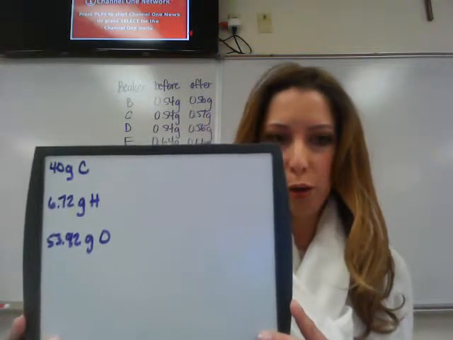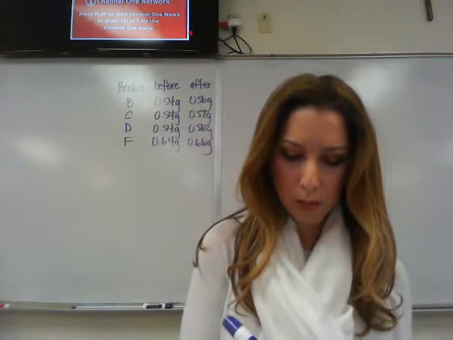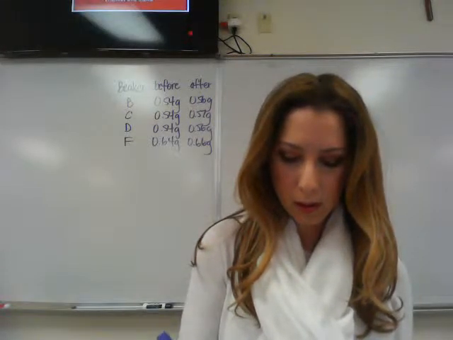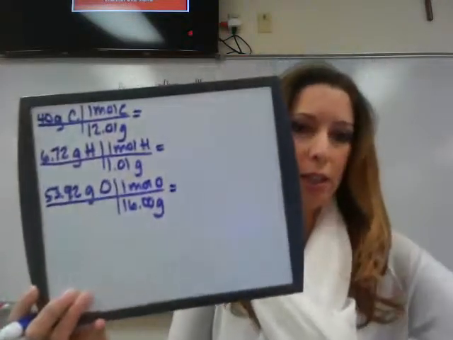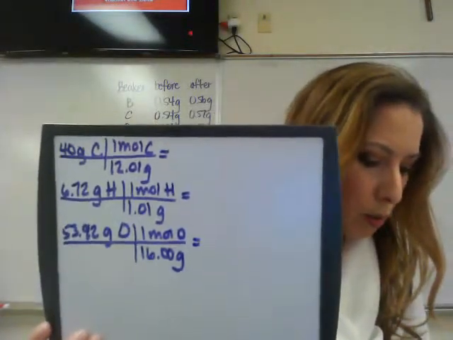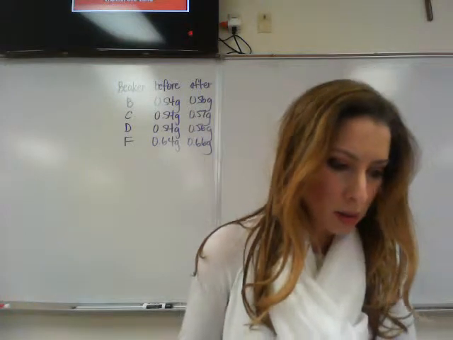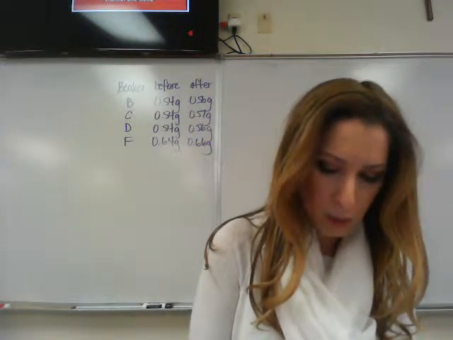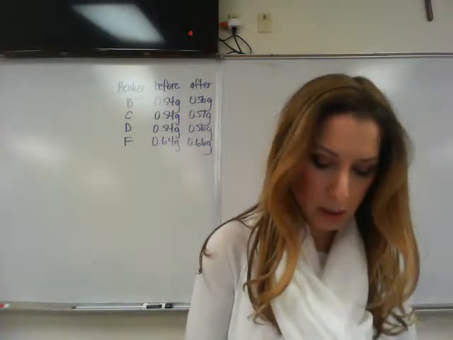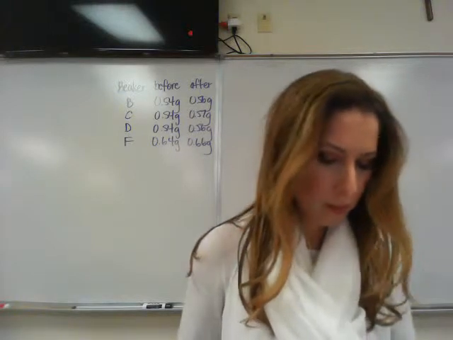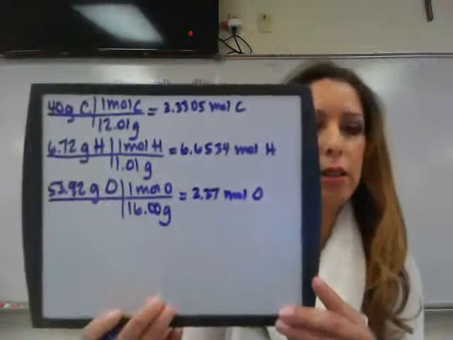All right, so we have to calculate the empirical formula first, which means you need to convert grams to moles. So I'm going to divide by the molar masses. So it looks like this. And when you get your moles, you want to write out maybe 5 places past the decimal. You don't want to round. Don't use sig figs. So I've got 3.3305 moles of C. And I've got 6.6534 moles of hydrogen. And 3.37 moles of oxygen. So it looks like this.